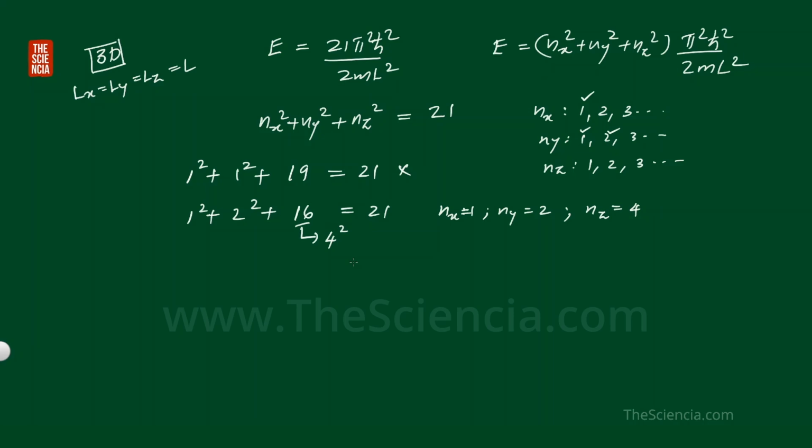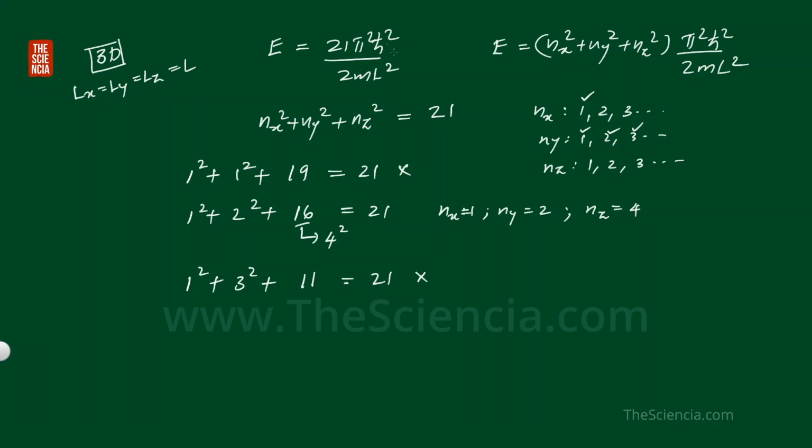And we have to check other combinations. I am taking 1 square plus 3 square, and the total value should be equal to 21. So 9 plus 1, 10. So the remaining term is 11. 11 we cannot write as a perfect square. So this combination is also not possible.